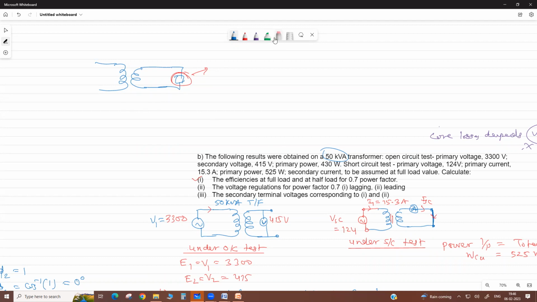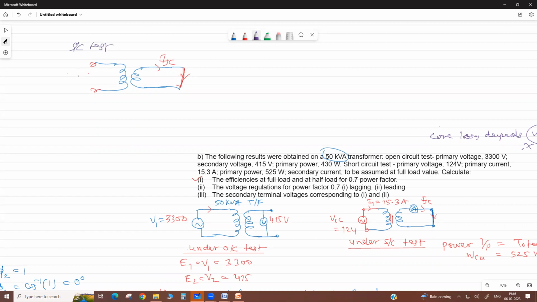in the short circuit test, we short this secondary. At no load there is no current in the secondary, but when we short it, if you apply the rated voltage here, then the transformer will burn because a short circuit current will flow. So we do not come to that situation. We just apply reduced voltage. This is the condition for the short circuit test.